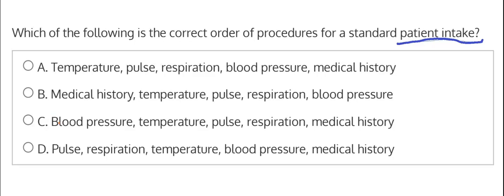So if you see, some of them have taking the blood pressure first, some of them have taking a medical history first, a pulse first, a temperature first, and then all of these things jumbled into different orders. So we need to figure out which is the best order to do it in for this question.